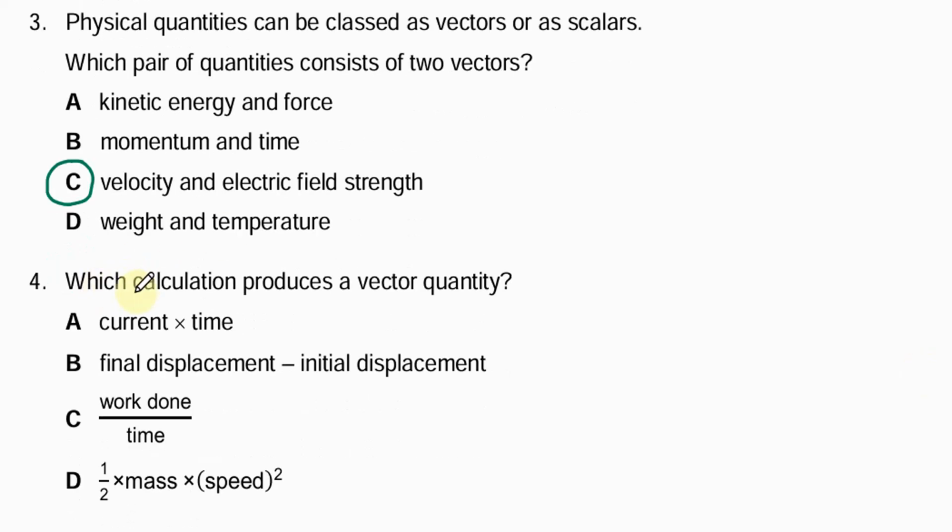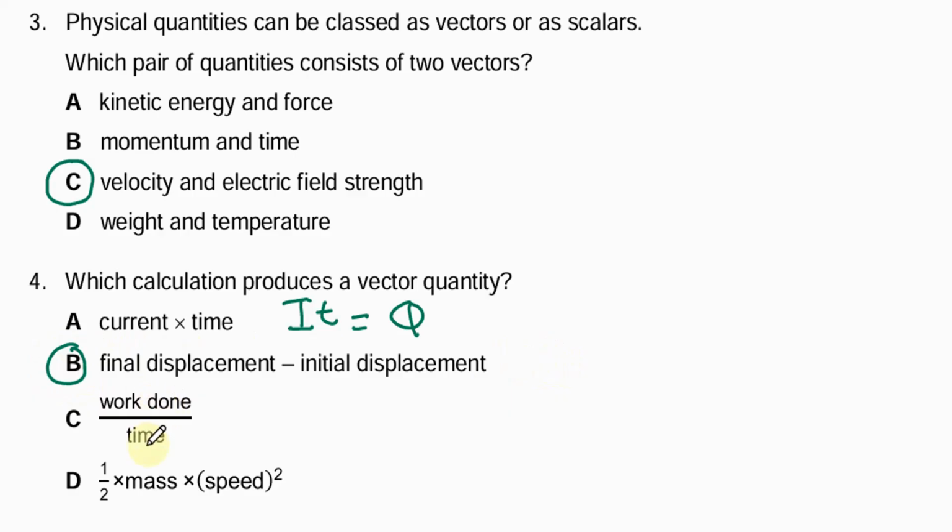Then in number 4, which calculation produces a vector quantity? In A, we have current times time. And we know that this is equal to charge. Charge, of course, is not a vector. It's a scalar. In B, we have final displacement minus initial displacement. So when we take final displacement minus initial displacement, the answer we get is also a displacement, which is a vector. So we know B is correct.